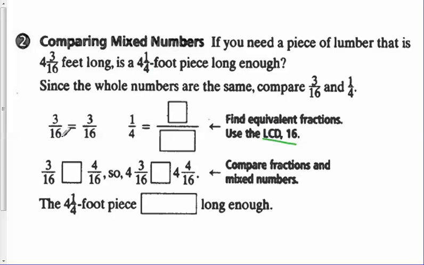So I don't have to change anything for my 3/16 because 16 times 1 is 16, so 3 times 1 is 3. So for 1/4, to get 16 as my denominator, I need to multiply by 4. So 4 times 4 is 16, and I have to do the same to my numerator. 1 times 4 is 4. So 3/16 and 4/16, common denominators, I can just look at my numerators and say 3 is less than 4. So 4 3/16 must be less than 4 4/16. So that must mean that the 4 1/4 foot piece is long enough.